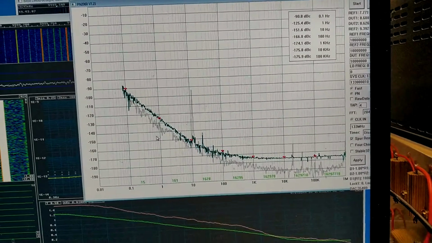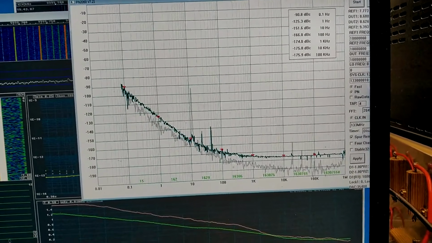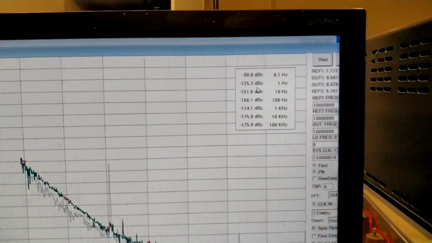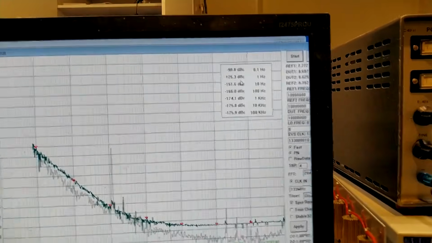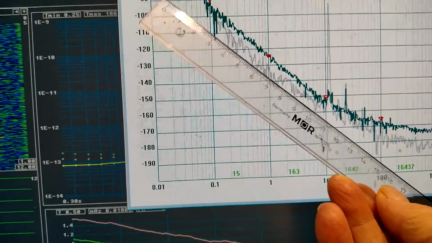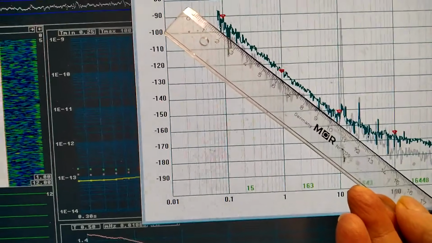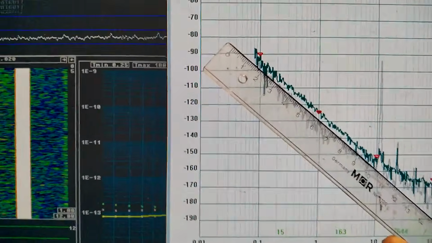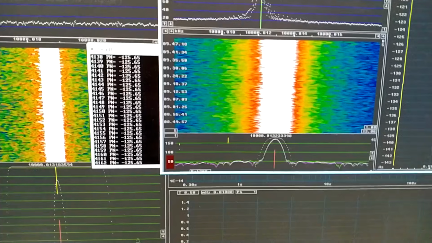At an offset of 1 Hertz, the PN2060 gives minus 125 dBc per Hertz. The table says minus 125.3, but the decimal is of course not particularly accurate. And the slope is nicely f to minus 3, 30 decibels per decade. And it's a straight line all the way up to 0.1 Hertz offset.